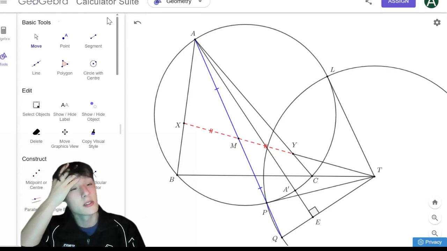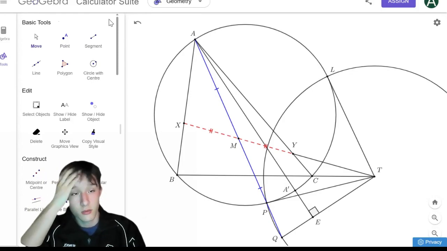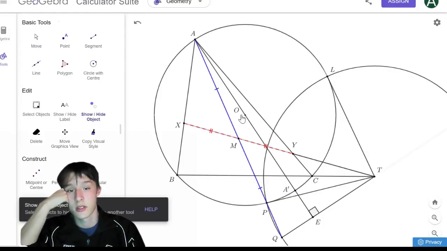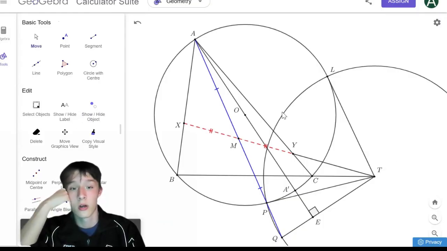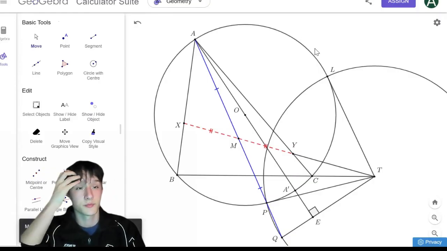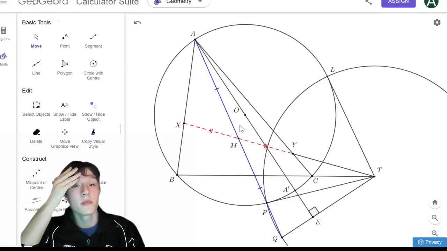In this case, we have AA prime, right? And the midpoint of AA prime is nothing else than the circle's center. So if we add O, O is the midpoint of AA prime. And if O is the midpoint of AA prime, then we know that OM is parallel to A prime Q.